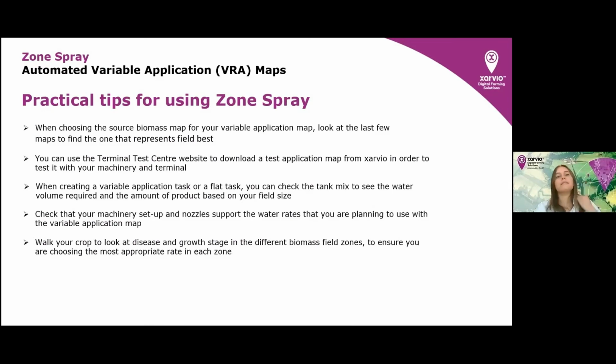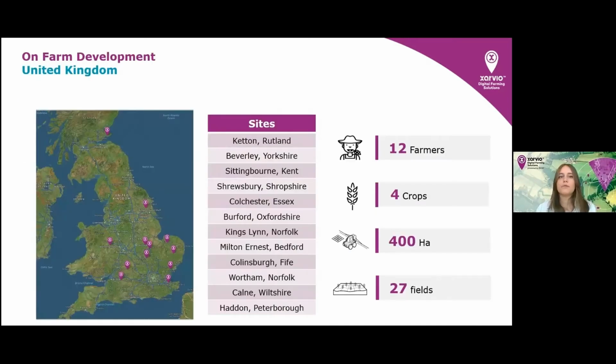So that's my recommendation. Now I'm going to talk through a bit about the trial work that we're doing. We're in the United Kingdom and across Europe, so France, Germany, Ukraine and the United Kingdom, and we are testing out variable rate functionality compared to flat rate. We call these trials the on-farm development, and they are spread across the UK and across 12 farms. This is something that we're working on.